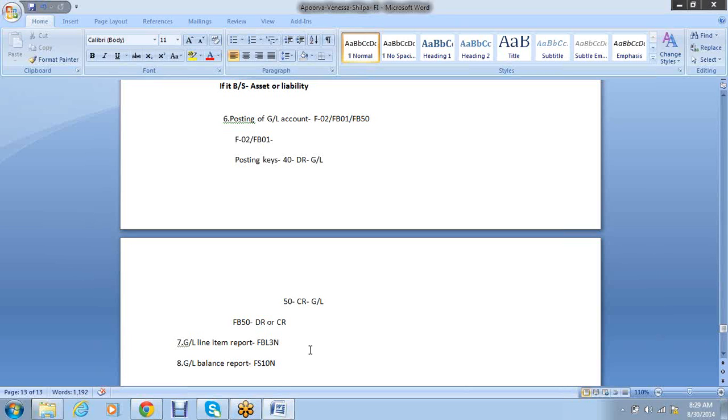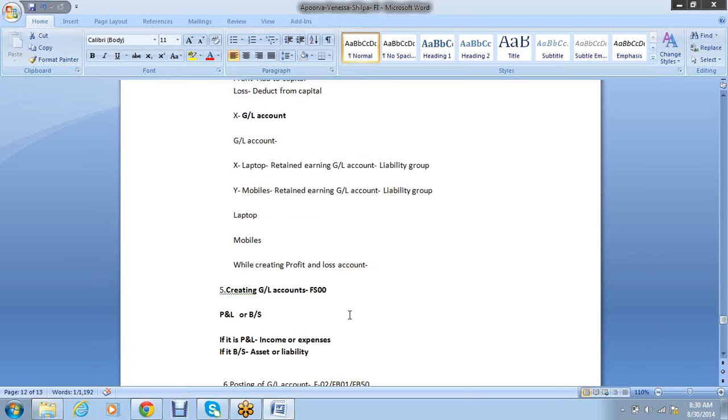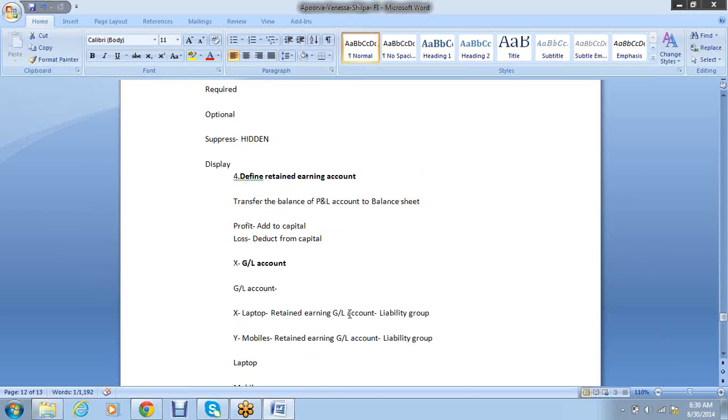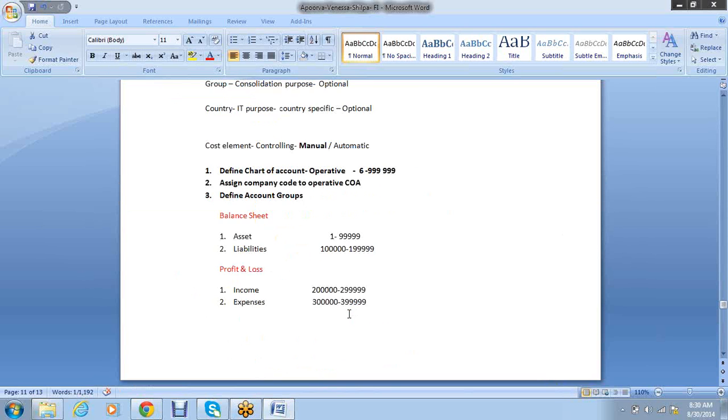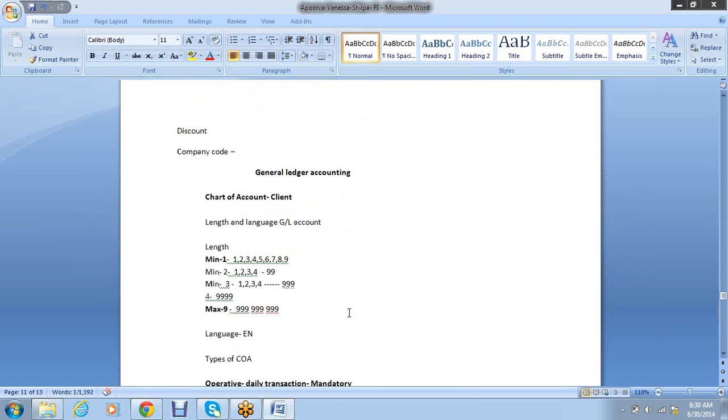Then after that, if I want a line item wise report for GL, only GL, it is FBL3N. If I want a balance report, a GL balance report, it is FS10N. These are the two reports. So up to this, I have explained. I have not shown them the configuration because I want all of you together when I go through the configuration. There are a lot of things. Okay, so a small recap.